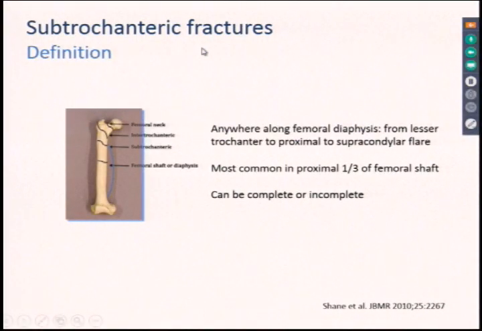And the definition of a subtrochanteric fracture is a fracture that happens anywhere along the femoral shaft from under the lesser trochanter to right above the femoral epicondyle flare. Most of them happen more proximally, but occasionally they might be seen more distally, but the vast majority are going to be higher up in the femur. And they can be complete, meaning the femur is broken into two pieces, or they can be incomplete, a partial fracture. So it's broken on one side, but the other side is still in place.